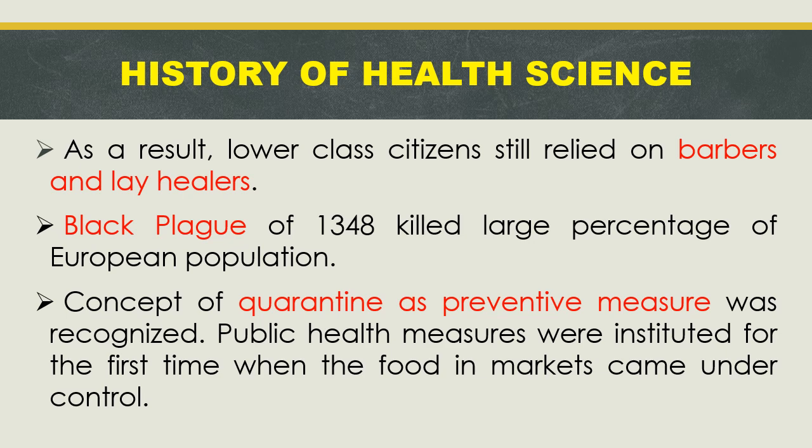Then, Black Plague of 1348 killed large percentage of European population. So, Black Plague is a pandemic, but the difference is that the Black Plague was caused by a bacteria. So, yun. So during the Black Plague nung 1348 or nung medieval times, the concept of quarantine as preventive measure was recognized. Public health measures were instituted for the first time when the food in markets came under control. So, yung concept ng quarantine started nung medieval times during the Black Plague.